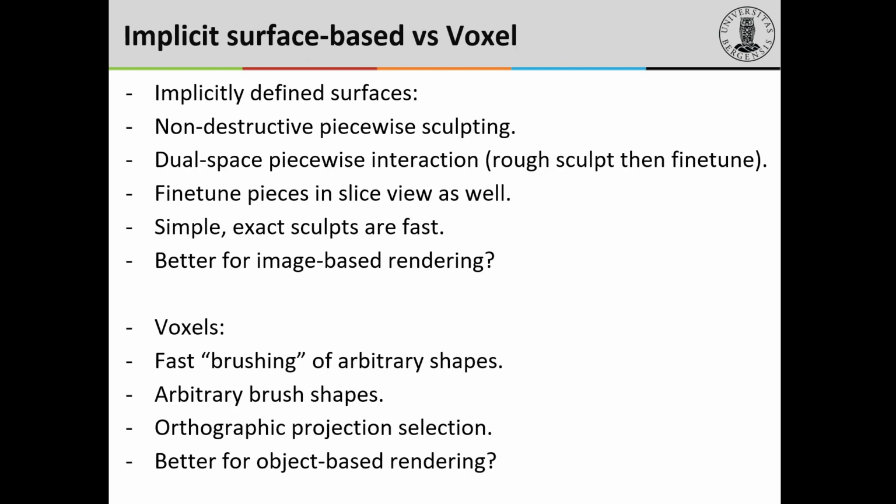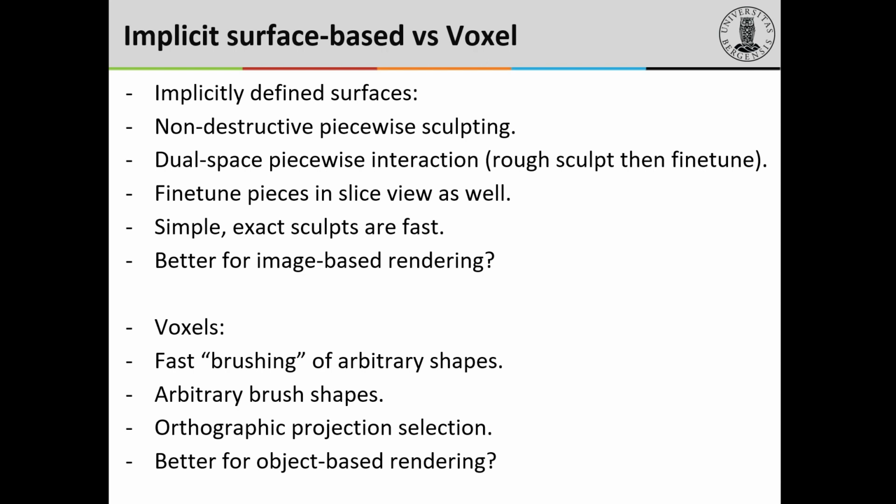When comparing to voxel-based, I think, first of all, implicitly defined surfaces will allow you to have this non-destructive piecewise sculpting. So you always have your pieces available for fine-tuning. And this will allow you to do dual space piecewise interaction. So you can rough sculpt in virtual space and then fine-tune in your standard space. And you can also fine-tune pieces in the slice view as well, right? And so you are leveraging all your peripherals, I feel.